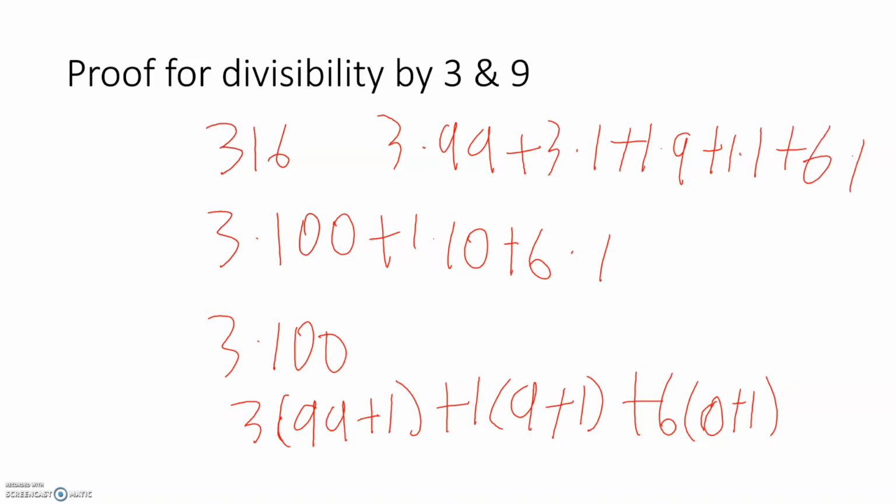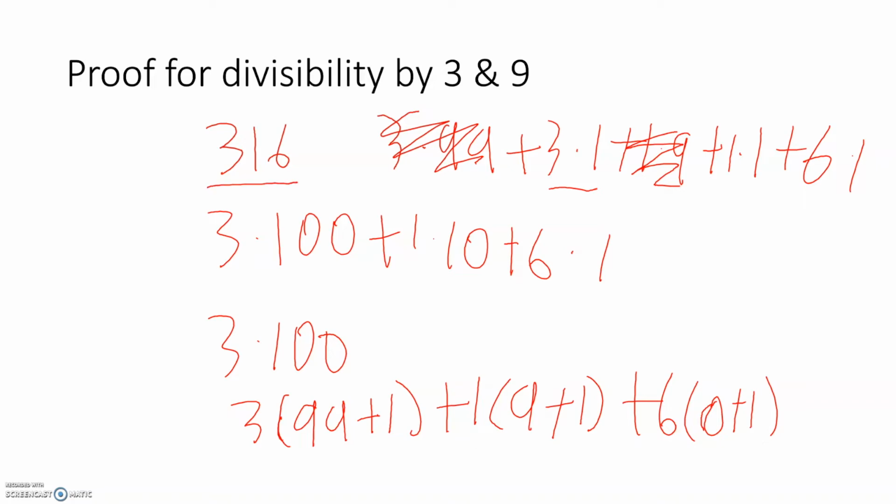And we now know that since 99 is divisible by 3 and 9, this term is already divisible by 9. So we don't need it anymore. And now we're just left with 3 times 1. And we can again see 1 times 9 is divisible by 3 and 9. So we don't need it anymore. And we're just left with 3 times 1 plus 1 times 1 plus 6 times 1, which is just the sum of the digits.